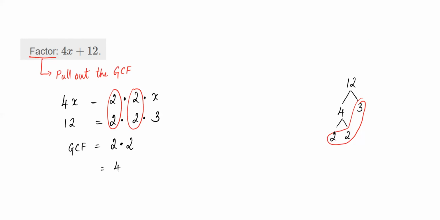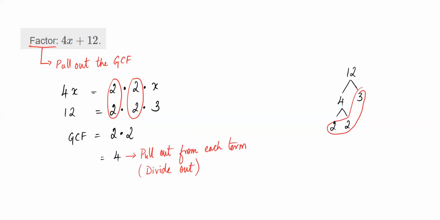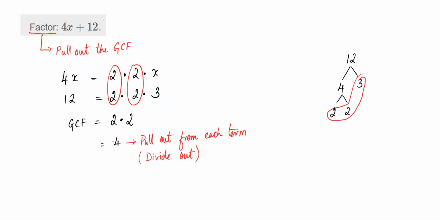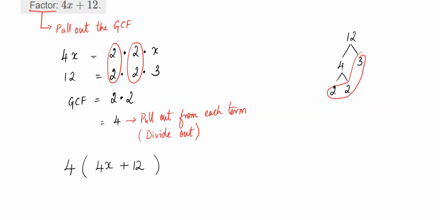So this is what you need to pull out from each term. To pull out means to divide out. Divide out. Okay. So divide out the 4 from the 4x, divide out a 4 from the 12. So let me show that to you here. So 4 is to be pulled out. It needs to be pulled out from the 4x plus the 12, right? That was given to us. So to pull out means to divide out. So please remember to divide out by this 4 that you're pulling out.